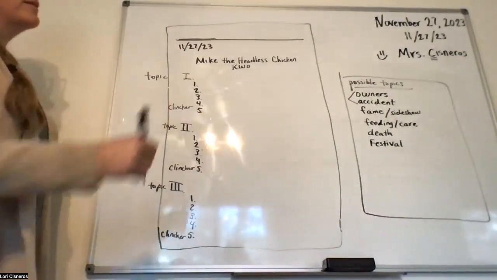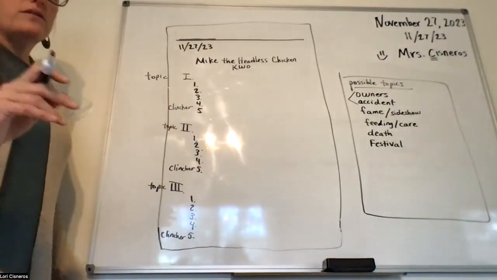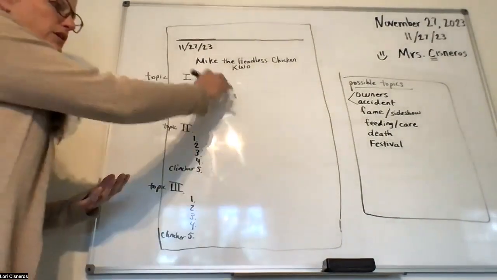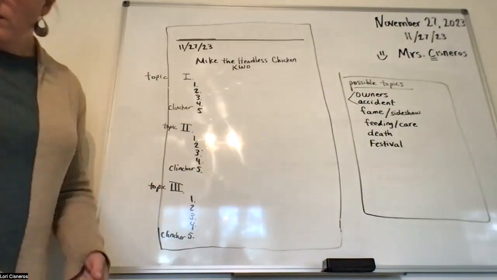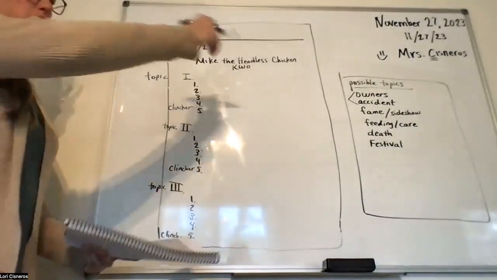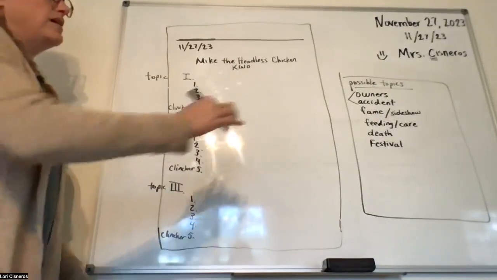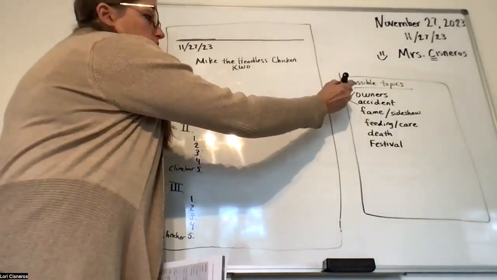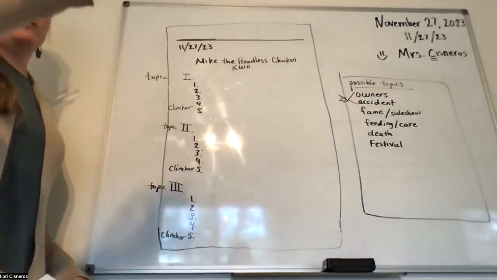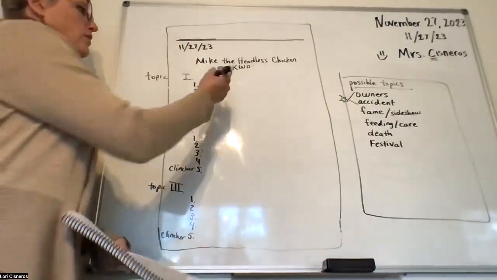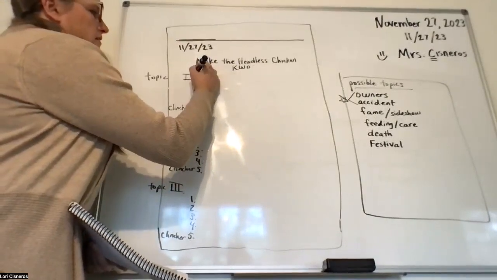Okay, so anyways, your job this week is going to be to write a report about Mike the Headless Chicken, so I'll help you get this started. Obviously, you're going to pick which topics you like best. I'm going to give you time to work on that, but I think this would be important to do first, basically introducing who owned him and then what the accident was. So we know it's Lloyd.